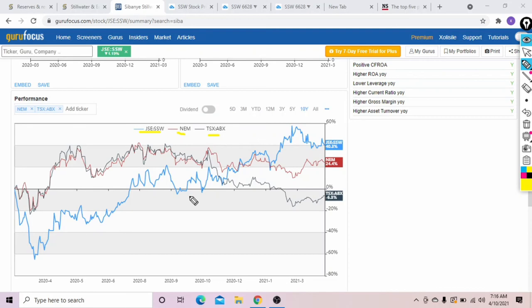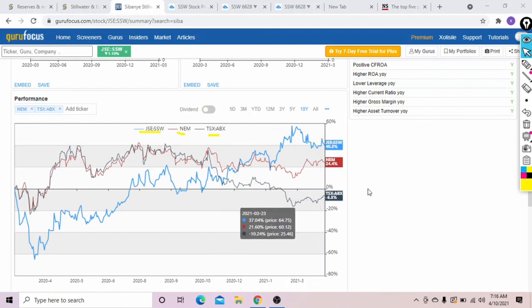You can see that Sibanyestillwater is trading above. The price of this blue line is above these two companies, which are actually below Sibanye. It shows that Sibanye, in terms of the competition, is doing quite well compared to its competitors.